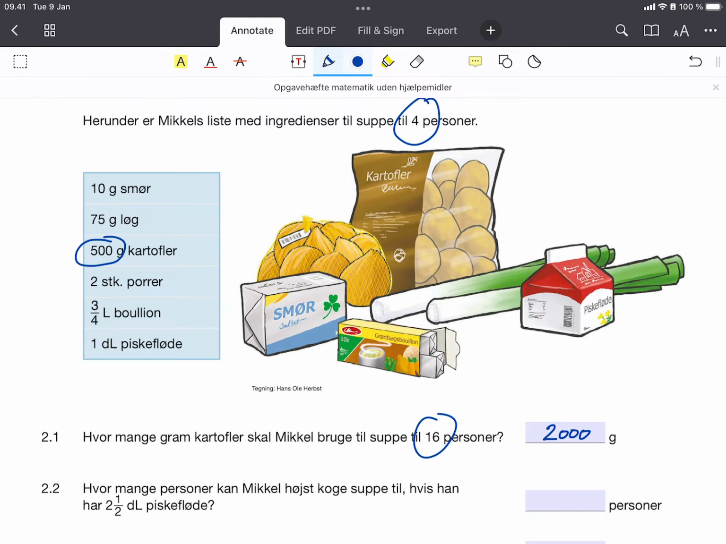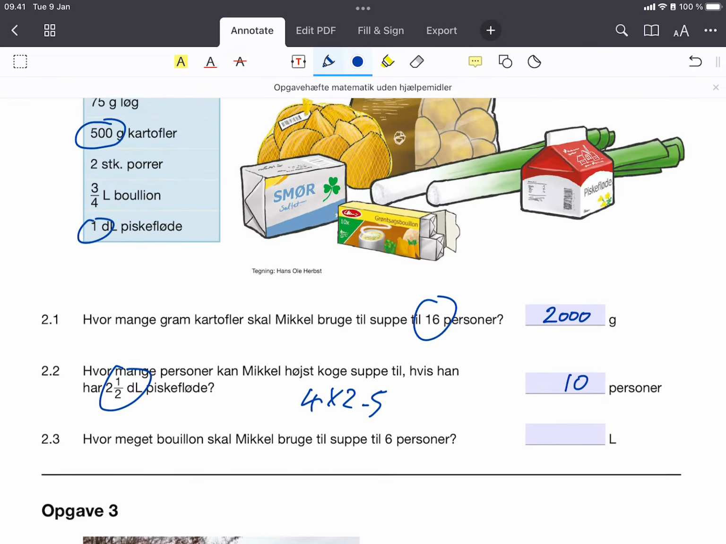Next question. How many people can Mikkel at the most cook soup for if he's got 2.5 deciliters of cream? Okay, well, the recipe contains 1 deciliter, but he's got 2.5 deciliters. So he can cook for 2.5 times as many people. So we're looking at 4 that the standard recipe can cook for times 2.5 means he can cook for 10 people with that amount of cream, assuming he's got all the other ingredients, of course.